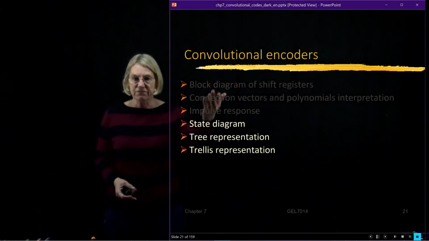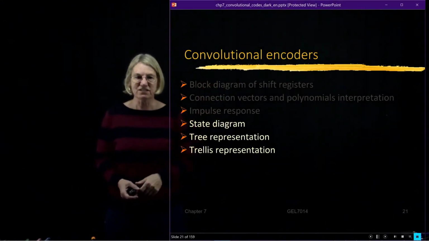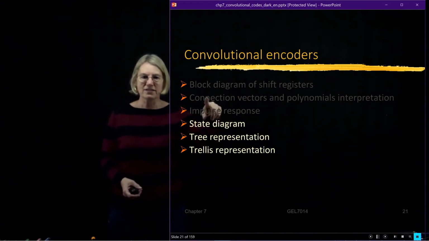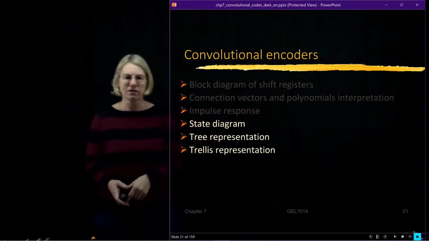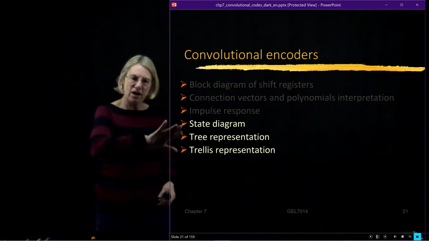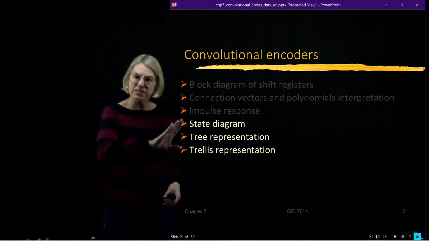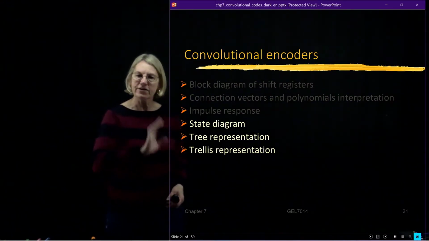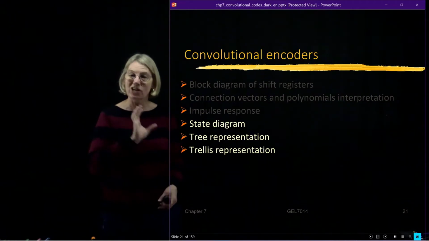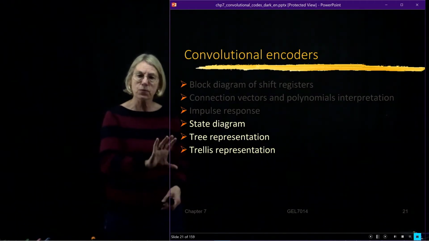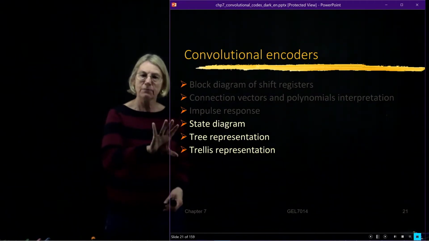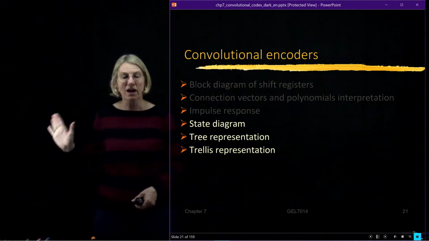So we've finished the first three representations: the impulse response, connection vectors, and the polynomial representation. And now we go into the last three. The last three are really important for understanding how our decoder works. So using this representation of the encoder leads us to the implementation of the decoder.